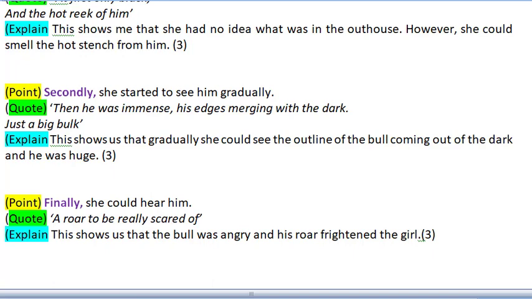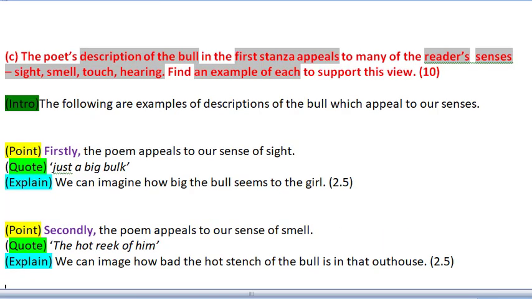So, each of those paragraphs, firstly, secondly and finally, would get 3 marks each out of 10, and the introduction would get 1. So there's how to get your 10 points. So, we go to the last question. The poet's description of the bull in the first stanza appeals to many of the reader's senses: sight, smell, touch, hearing. Find an example of each to support this view.